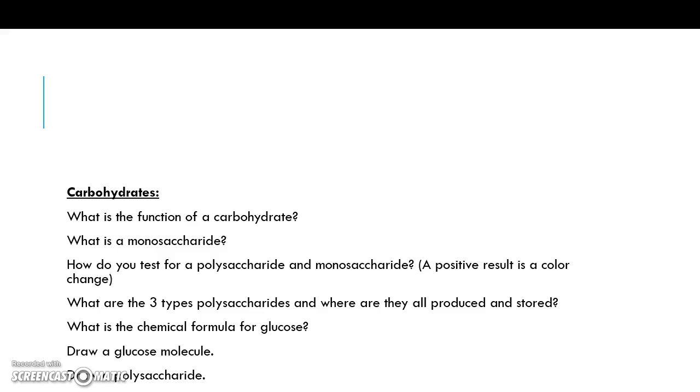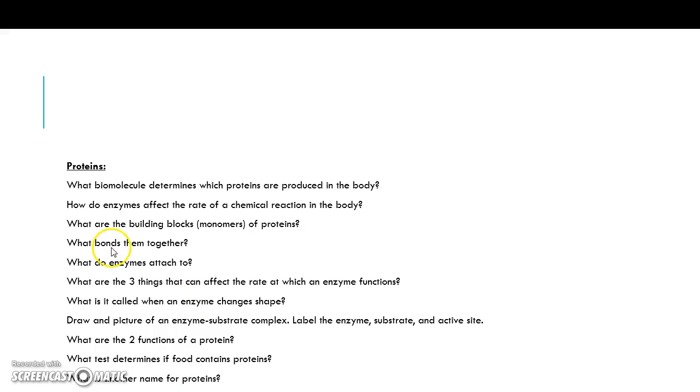Okay, so let's go to the next page, which would be proteins. Sorry, that's so small. What biomolecule determines which proteins are produced in the body? DNA, deoxyribose nucleic acid. How do enzymes affect the rate? They lower the activation energy, which brings me to this. You do need to know the chart that has the comparison between with an enzyme and without an enzyme. It's in your enzyme notes. The building blocks, amino acids, what bonds them together? Peptide bonds. What do enzymes attach to? A substrate. With this, you need to know a picture of an enzyme substrate complex.